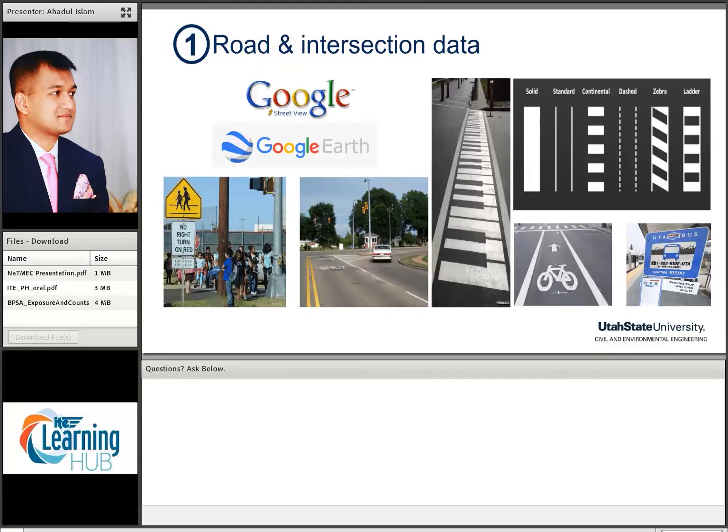Google Earth and Street View were extensively used for the collection of road geometry data. For example, information on no right turn on red, channelized right turn, crosswalk distance, type, and bus or bike lanes were collected from Google Earth and Street View.